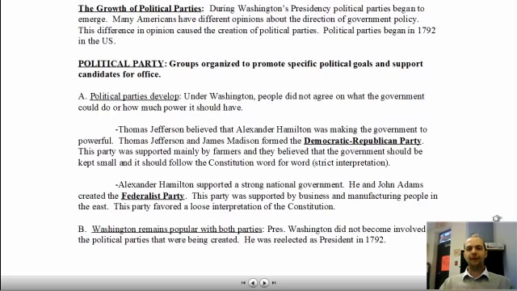Now Alexander Hamilton, on the other hand, he supported a strong national government. And so he and John Adams created the Federalist Party. This party was supported by businesses and manufacturing people in the East. They favored a loose interpretation of the Constitution. So if you remember our whole talk about the elastic clause, a loose interpretation of the Constitution, according to the Federalists, might look like the fact that the Congress could make all kinds of laws.